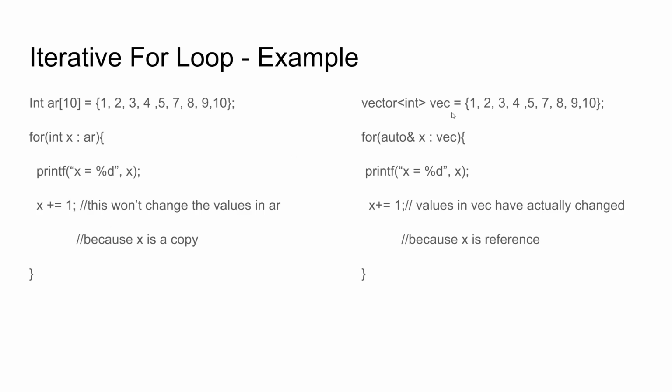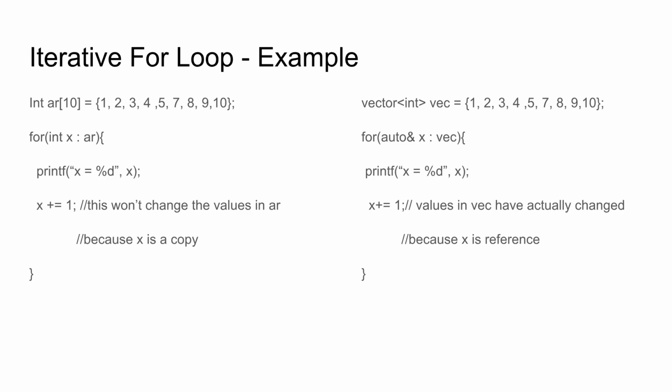Over here with this vector, for auto reference x in vect, we print the value and then do x plus equals 1. This is actually going to change the values in the vector because we asked for a reference to them. So after doing this loop, the values in the vector would be 2, 3, 4, 5, 6, 7, 8, 9, 10, 11. Yeah, 11.